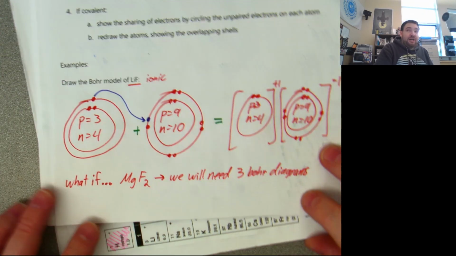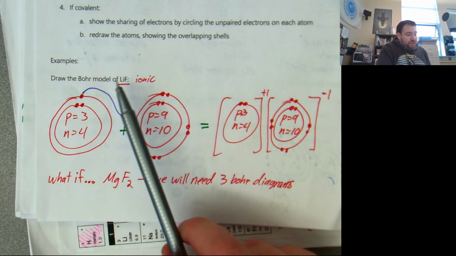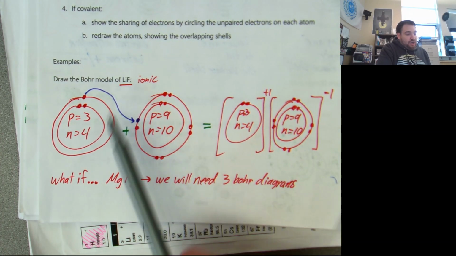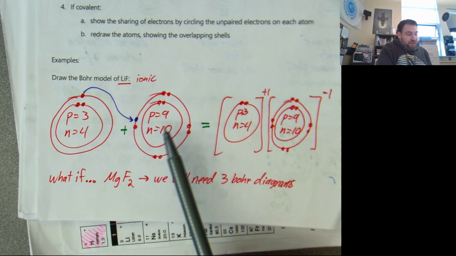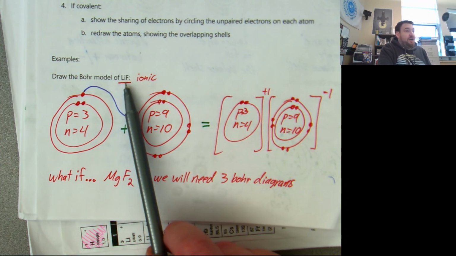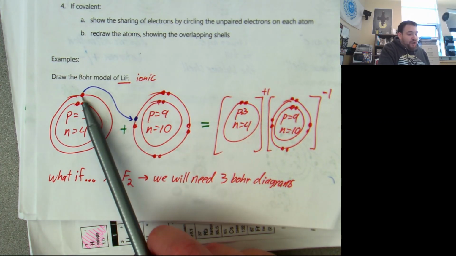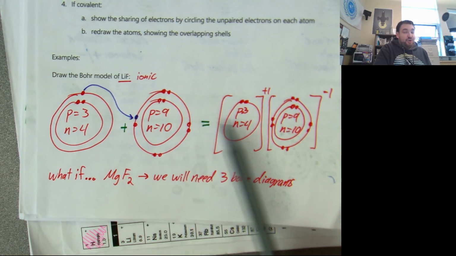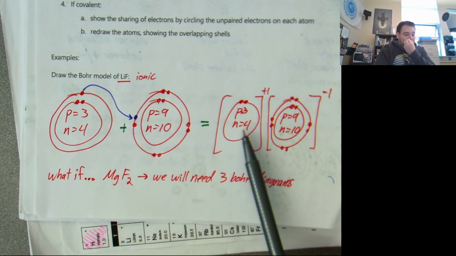So then I had Mr. Radnai show you guys these 2 examples, just kind of going through the process. If I wanted you to do a Bohr diagram for lithium fluoride, you would draw the lithium, you draw the fluoride, and because it's a metal and a non-metal, it's ionic. So you draw the transfer, and then you redraw one next to the other.